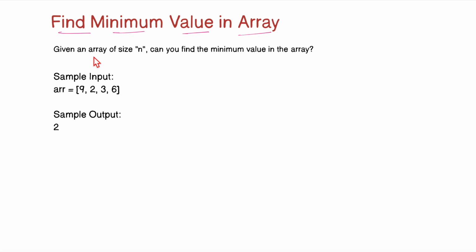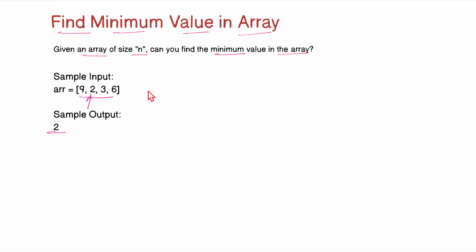In this video, we will discuss the find minimum value in array problem. We are given an array of integers of size n, and we need to find the minimum value within this array. For example, this is a sample input. There are four elements within this array: 9, 2, 3, 6. We need to find the minimum element, that is 2, so the output is 2.